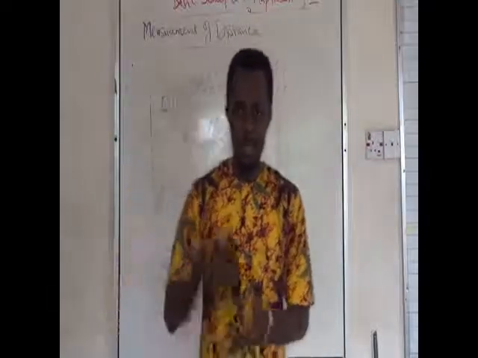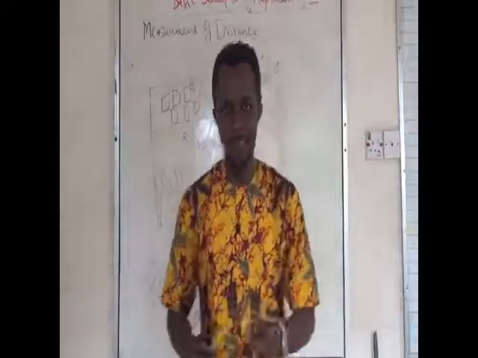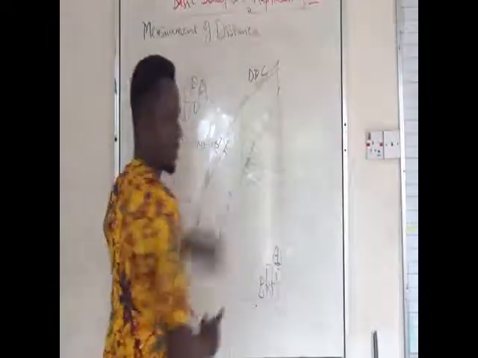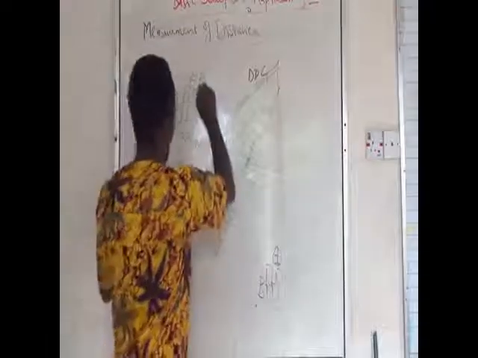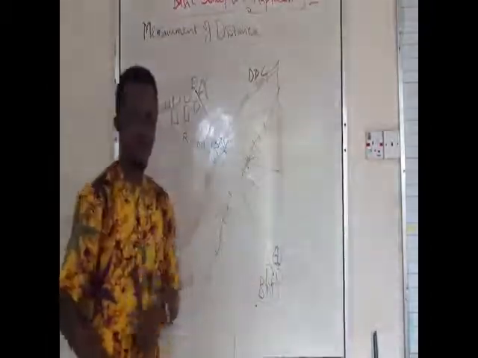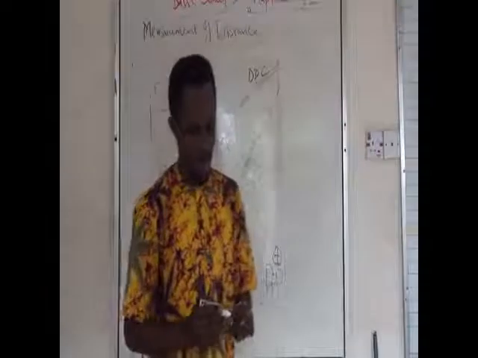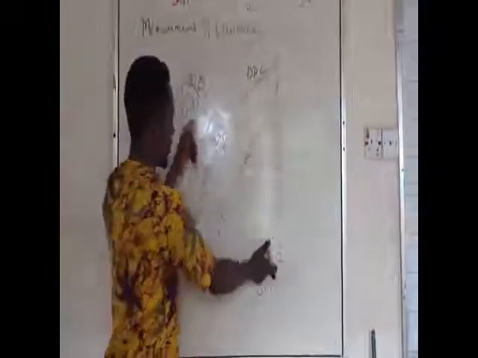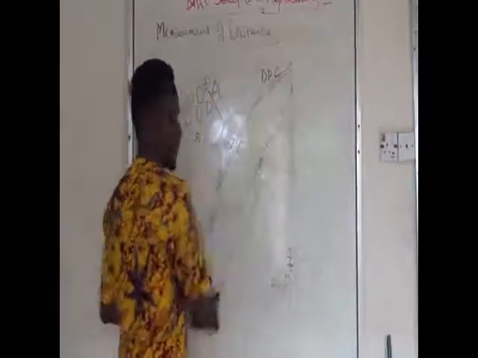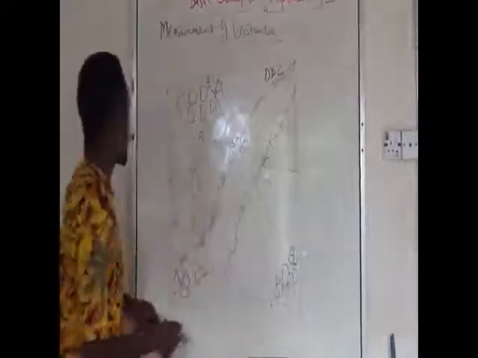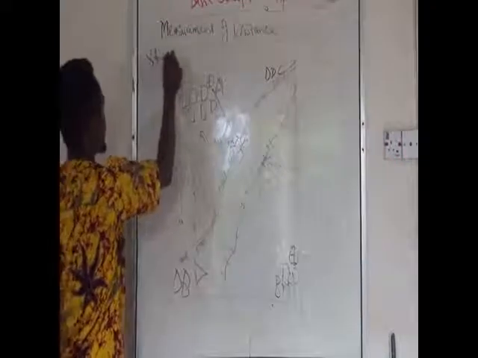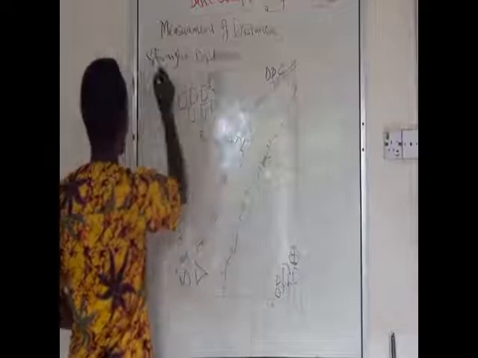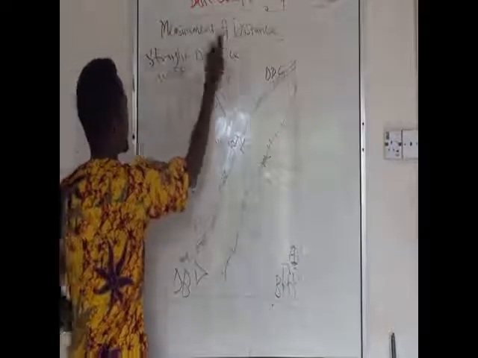What is distance? Like I said earlier, distance is the interval between two places on a map. Town A and town B. From here to here is what we call distance. Of course, as you can see on the board, it can be straight, it can also be curved. So we have two types of distance. We have straight distance, and we also have curved distance.